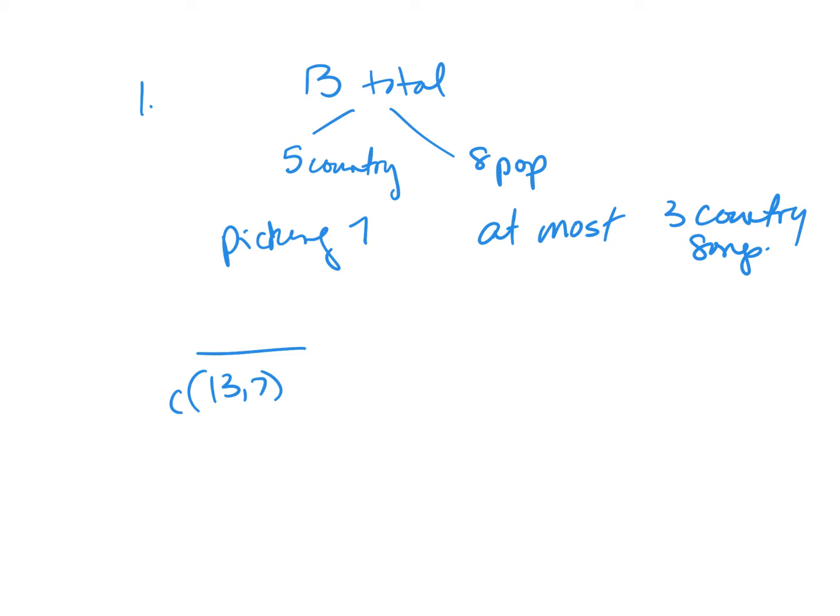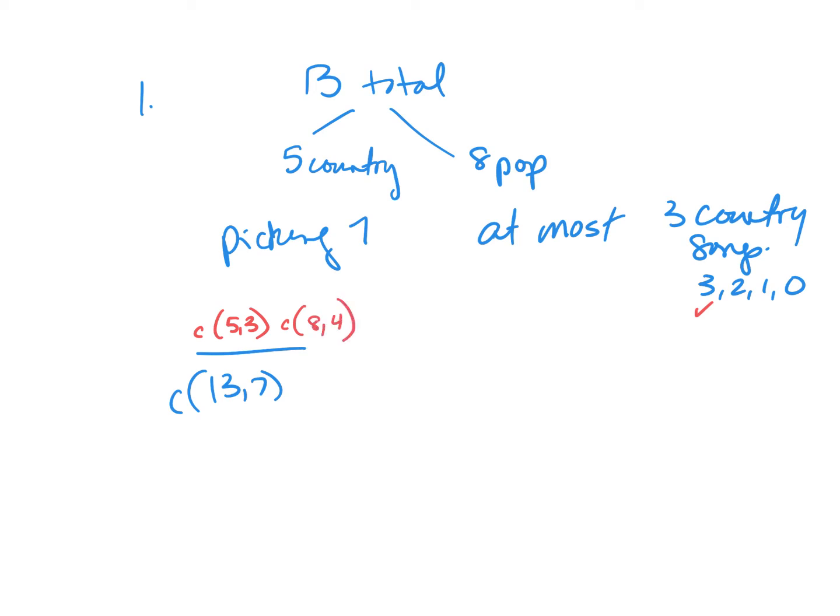So if it's at most 3 country and I'm picking 7, then that means 3 country, 2 country, 1 country, or 0 country. That means there are going to be 4 fractions that we have to add together. So let's take one at a time. If we have 3 country and I'm picking 7, that means out of the 5 country I'm picking 3. That means the other 4 have to be pop. So out of the 8 pop, I'm picking 4.